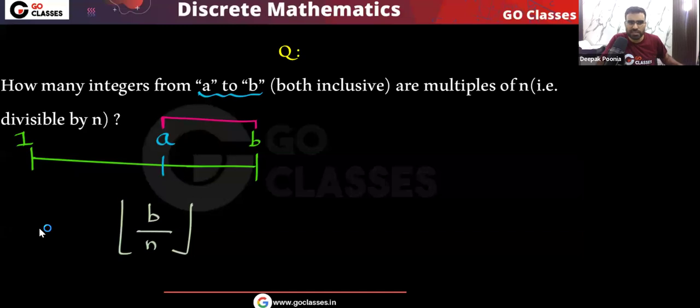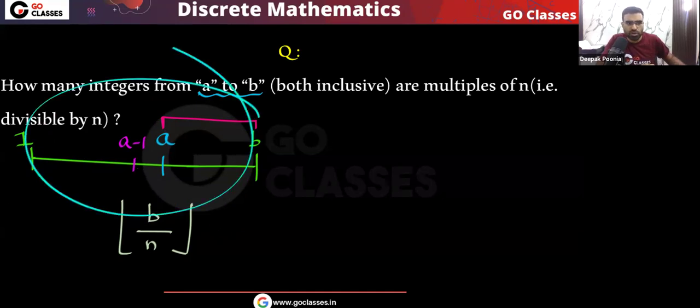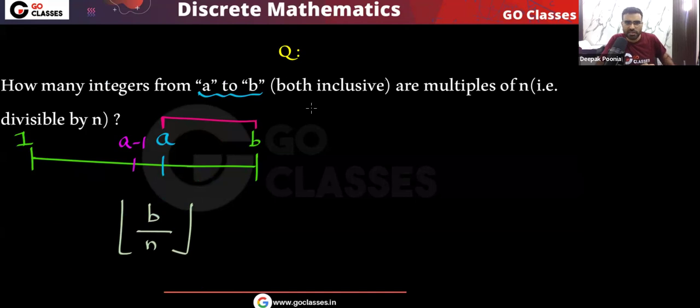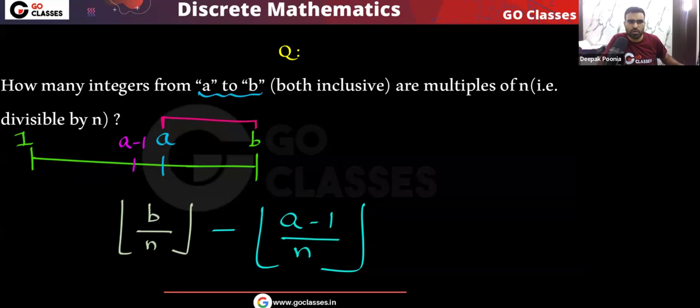So what I will do, very simple, I will find the total from 1 to b, how many are divisible by n, minus I will remove these from 1 to a minus 1, how many are divisible by n. Yes or no, these I will remove. So from 1 to b in total, how many integers are divisible by n, this is the value, minus how many integers are divisible by n in the range 1 to a minus 1. So that is a minus 1 divided by n. So that's it. I hope you understood.